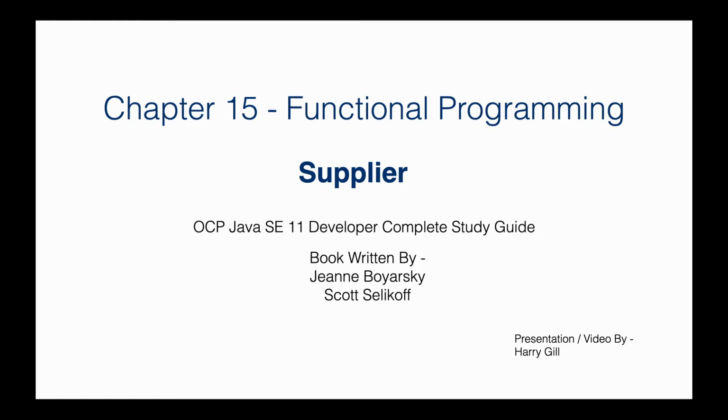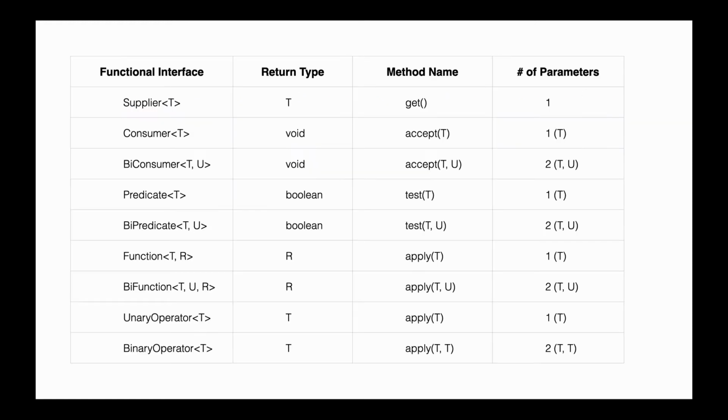Functional programming is chapter 15 in the book. To learn functional programming, we need to know certain concepts. So the first few videos will be discussing these prerequisites. To learn about functional programming, the first thing you will need to know is what functional interfaces are and what each and every functional interface is meant to do, which is listed on this slide.